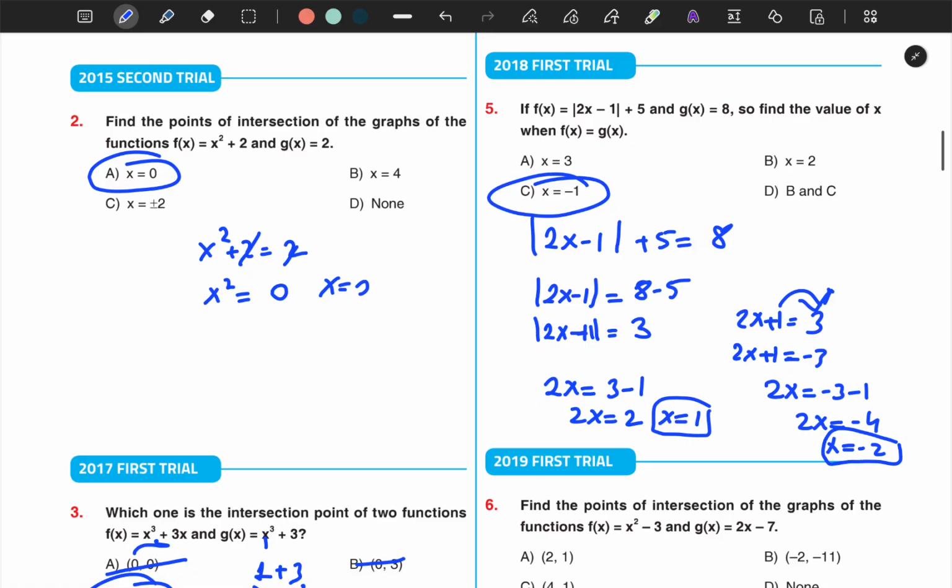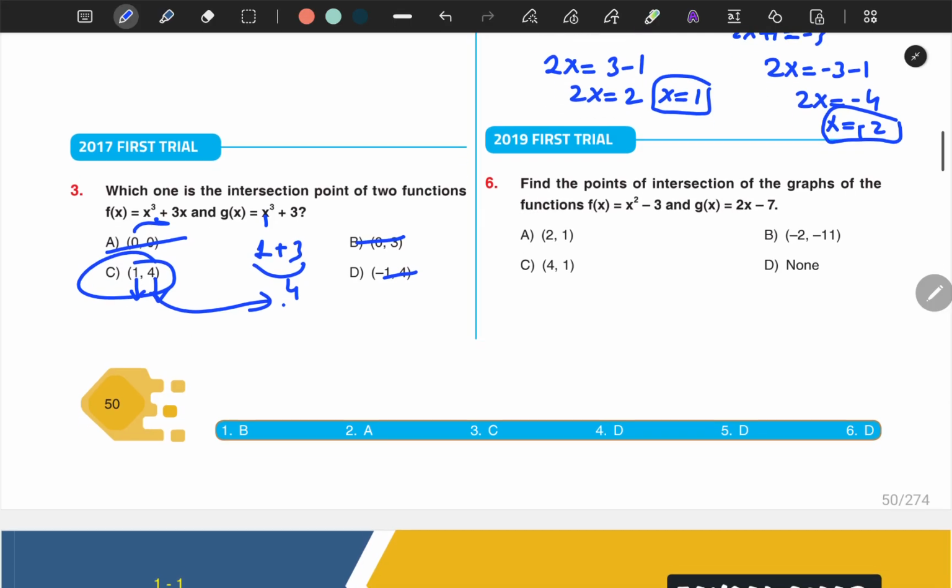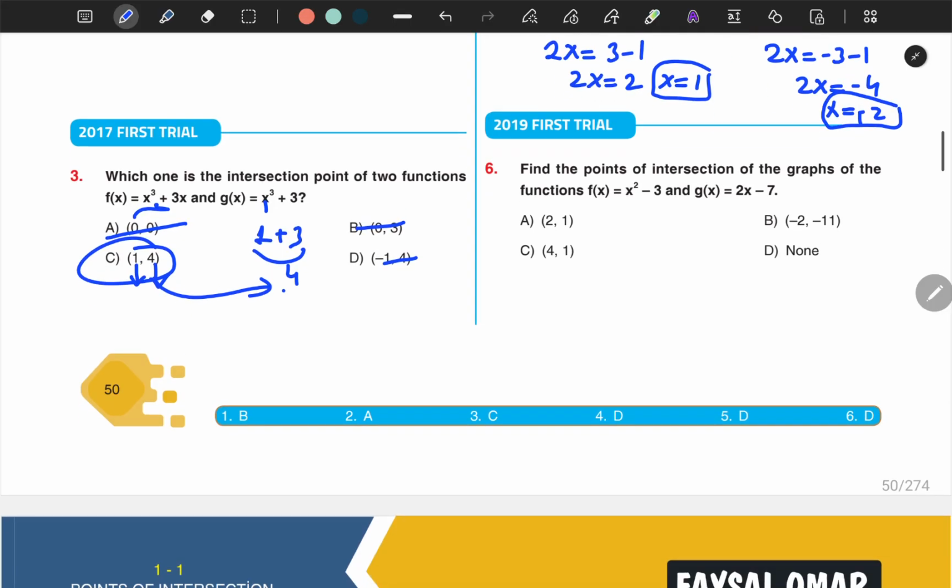B and C. 2, negative 1. So we move it here. It is negative 2. Sorry, yes, it will be here. B and C, because I have the two options. Okay, find the point of intersection graph of the function.